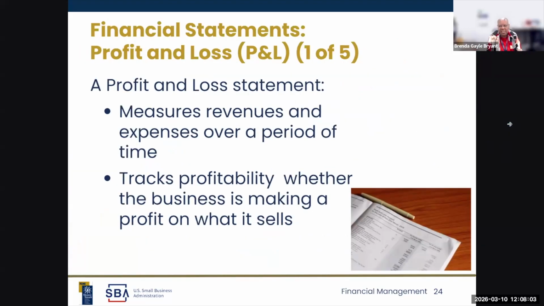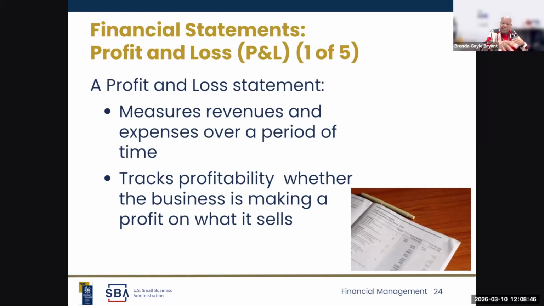So that third financial statement is called a profit and loss statement, or it is called a P&L. So let's go back to the balance sheet for a second. Think of your balance sheet as a camera. It's a snapshot of a particular moment in time of your business. So if I were to ask you for your balance sheet from last year, you would give me a snapshot of your balance sheet as of December 31st, 2025.